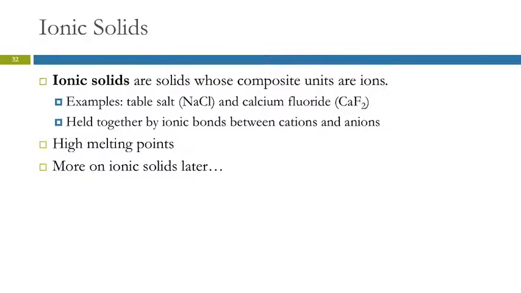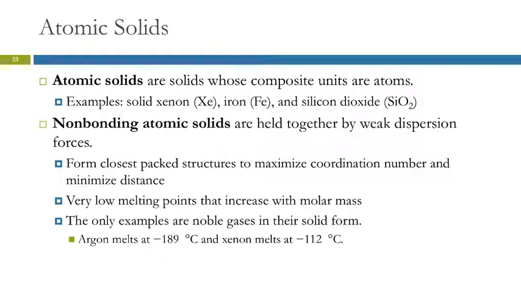So unlike the molecular solids, ionic solids are going to have really high melting points because you have to break the ionic bonds to get them to melt. Atomic solids. Examples would be things like xenon, iron, silicon dioxide. We'll talk a lot more about this one later.